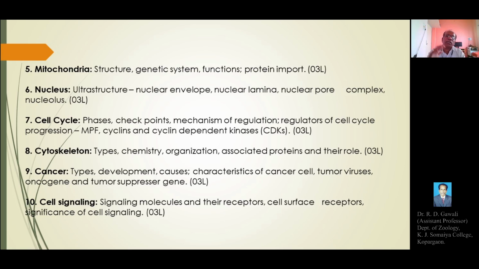Oncogenes. So there are certain genes present in the chromosomes which are mainly responsible for the formation of cancer, or tumor suppressor genes. So there are certain genes, similar to the oncogenes, which are responsible for the suppression of cancer, or which are responsible for the normal functioning of cell division.